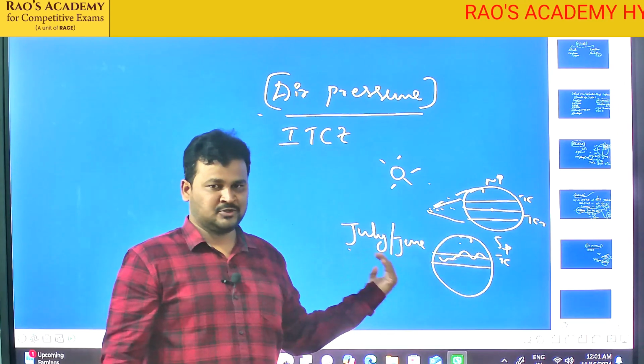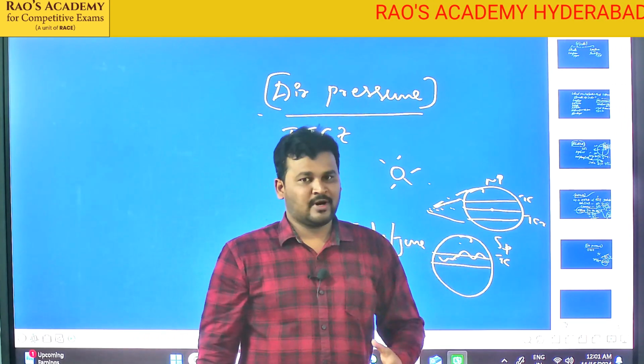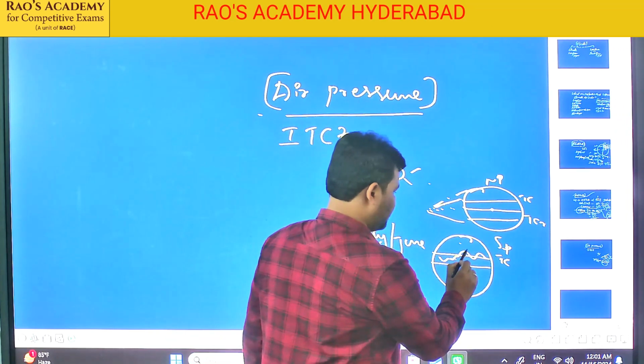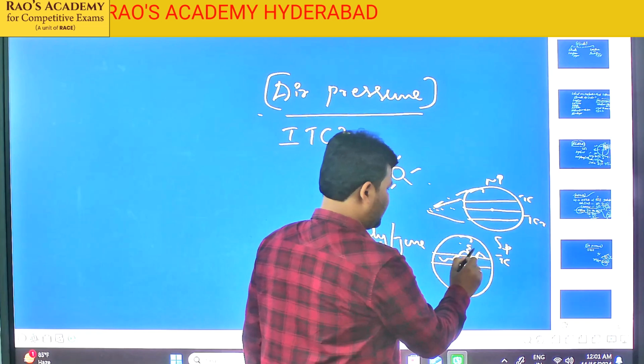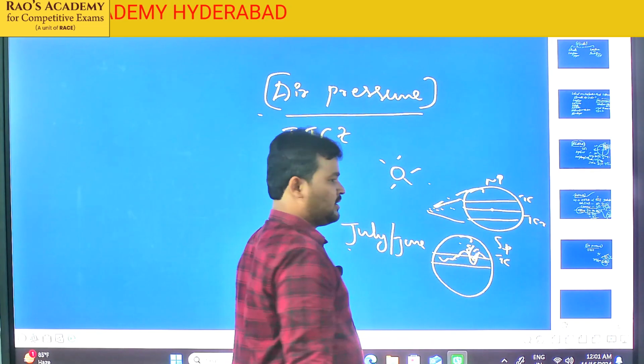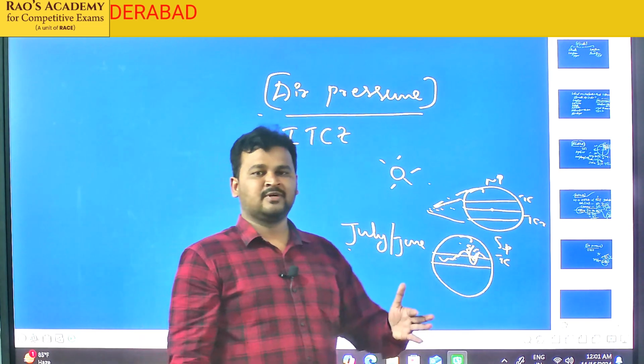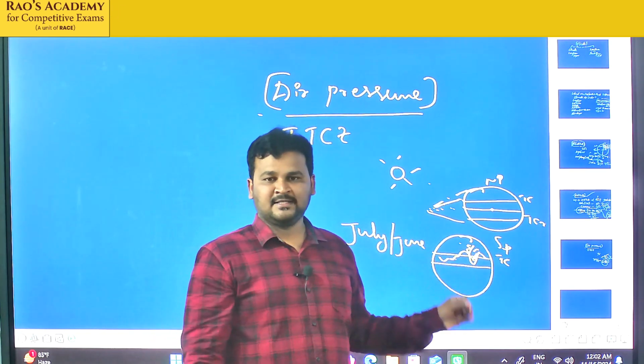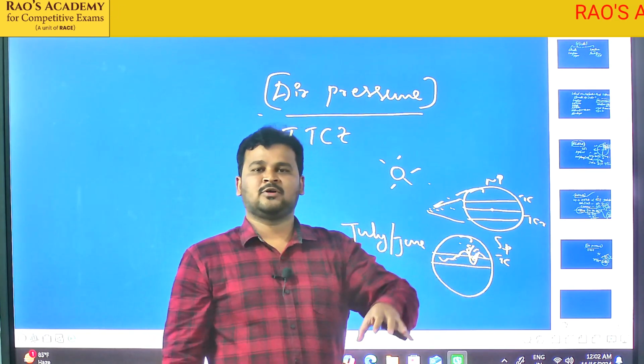Even during July or June, India also experiences low pressure values. Because India is located here, right? We know that. This is the place where India is located. So even in July or June, India witnesses the ITCZ phenomenon. So finally I can say that ITCZ also influences the climate of India.